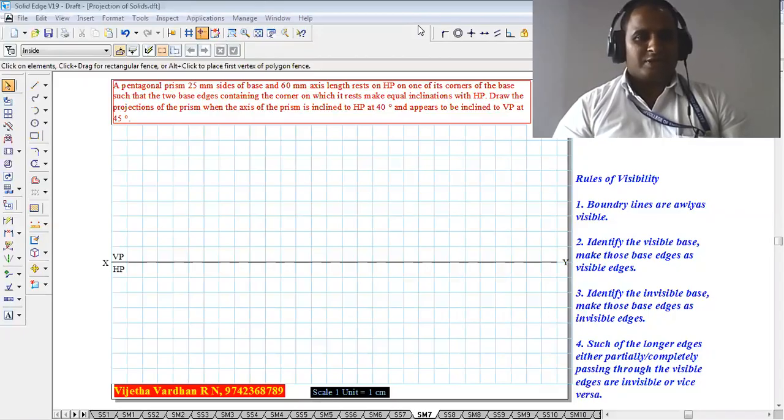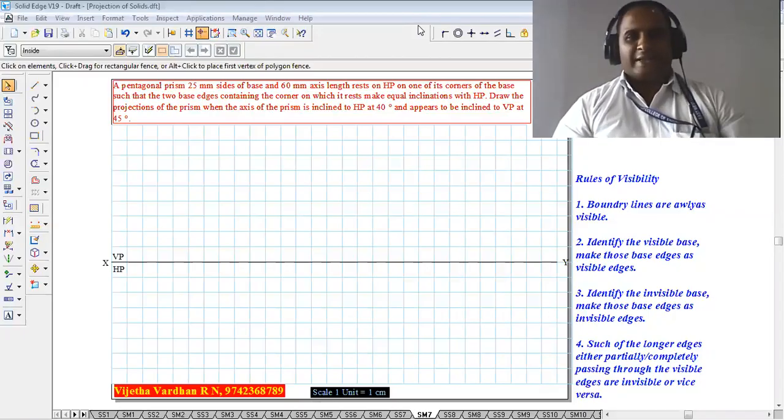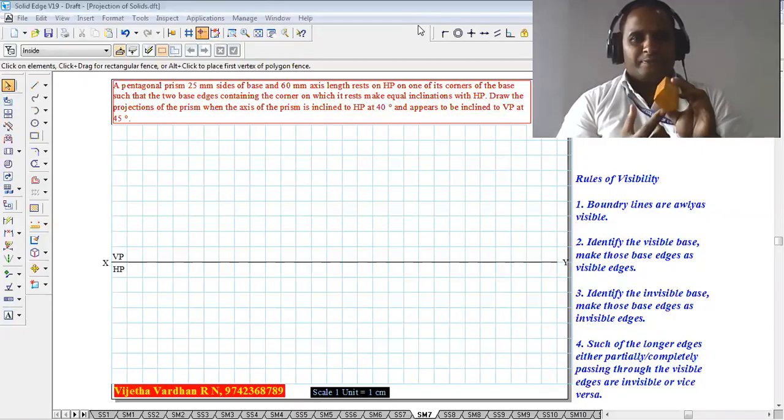So according to the given question, we have to construct a pentagonal prism, which is as shown here. Now the base is shaped like a pentagon. That's why it is called a pentagonal prism. Now the side is 25 millimeter and the height is 60 millimeter. It is resting on one of its corners of the base.